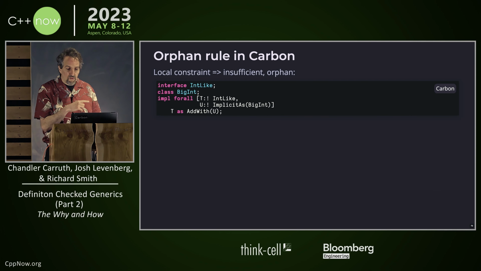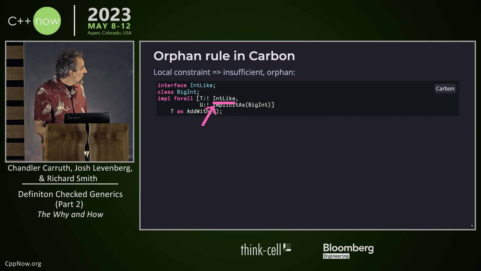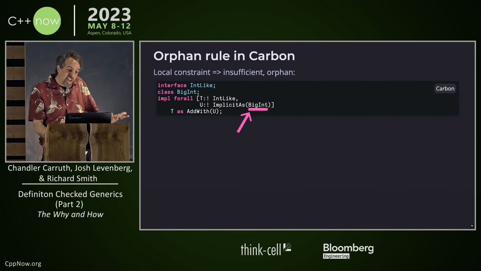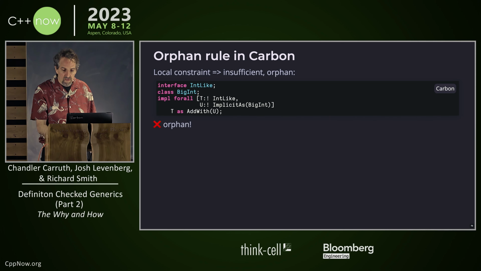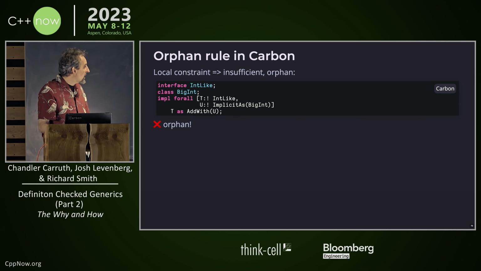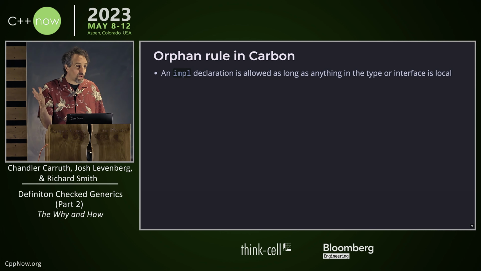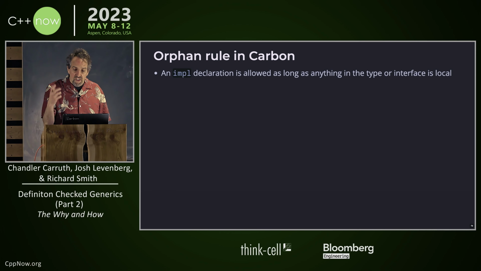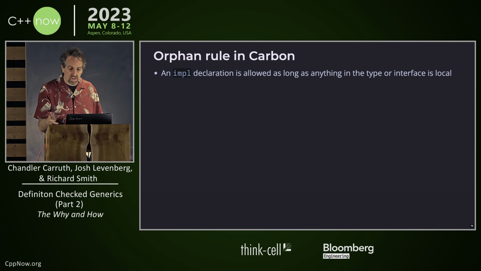In this example, there's constraints on the type parameters. This one has a local interface, and this one has a local type. Again, there's nothing forcing this library to be imported in cases where this implementation applies, so it's again an orphan error. So I can now state the orphan rule in Carbon succinctly. An implementation is allowed as long as anything in the type or interface part of the declaration is local.